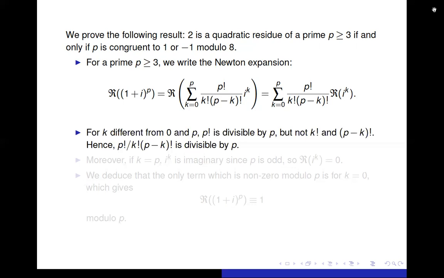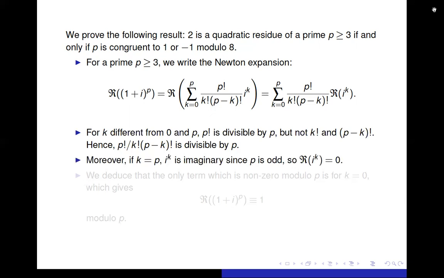So if k is different from 0 and p, factorial p is divisible by p, but not k factorial and (p - k) factorial, because p is prime, and these two factorials are products of numbers smaller than p. So the factorials are not divisible by p, so the denominator is not divisible by p, but the numerator is divisible by p. So the fraction, the ratio, is divisible by p. So all terms are divisible by p, except for k equals 0 or p.